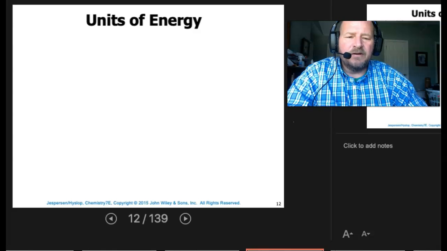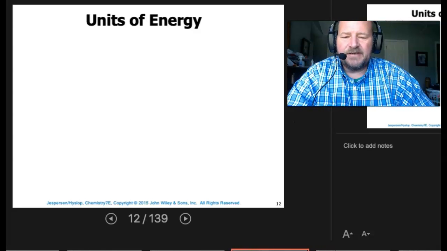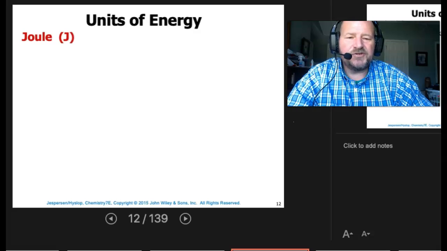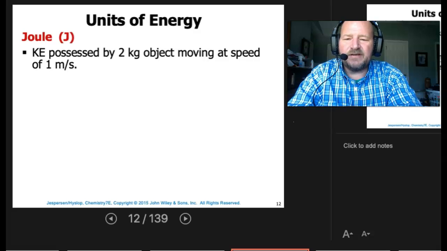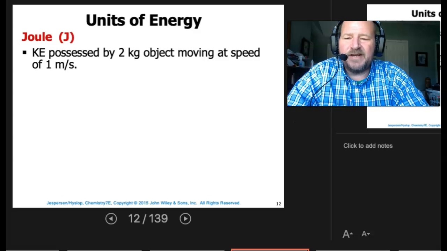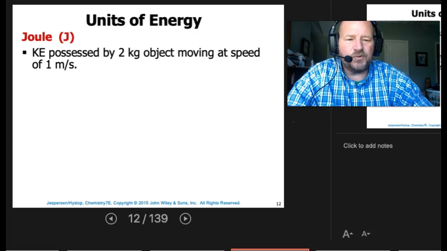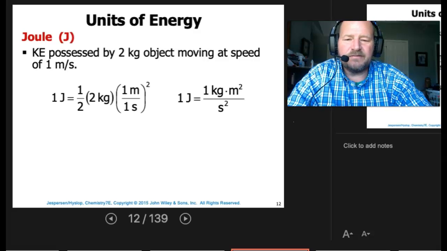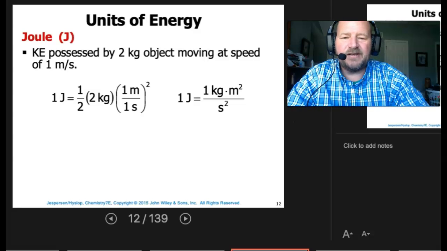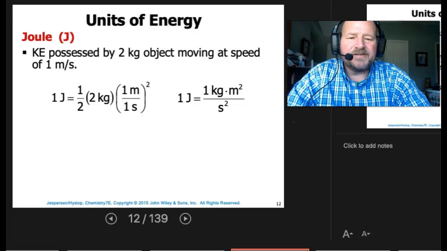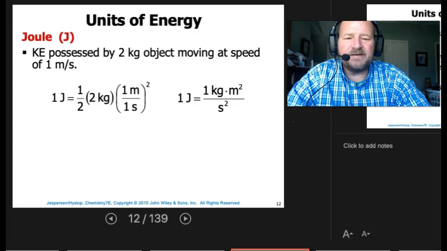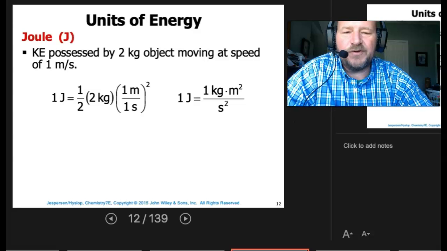As we go through the math of these things, what are the units you're going to be looking for? Typically, we work with the joule. That's a capital J. The kinetic energy possessed by a 2 kilogram object moving at a speed of 1 meter per second would be a joule. We can further derive that joule into kilogram meter squared per second squared. Again, just derivation of units here. You might have seen this in a physics class. If you haven't taken Physics 1, Physics 2 yet, I'm sure you'll revisit these units when you look at energy.